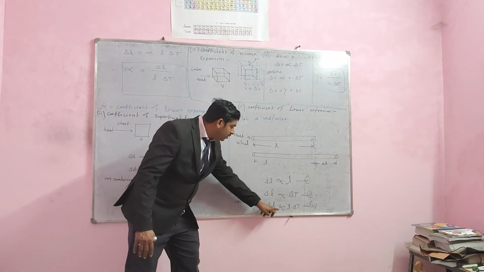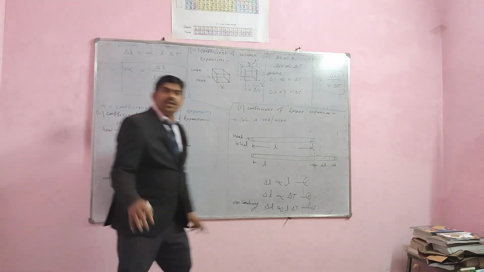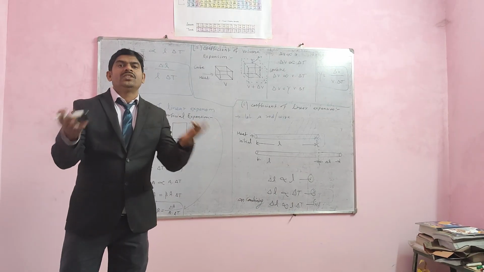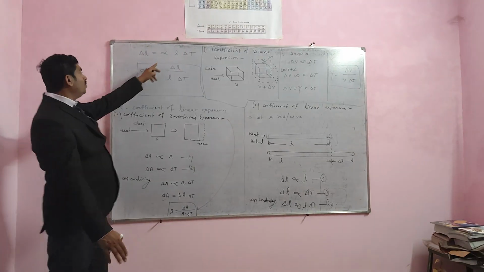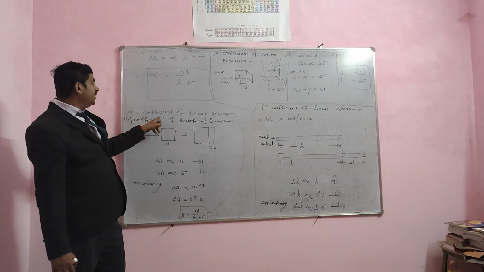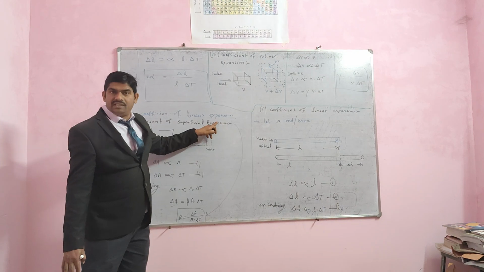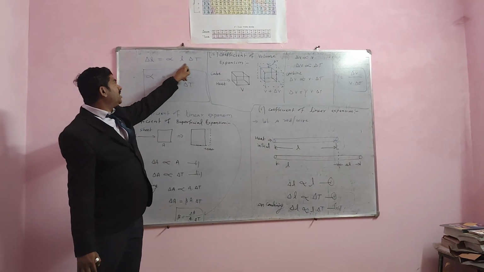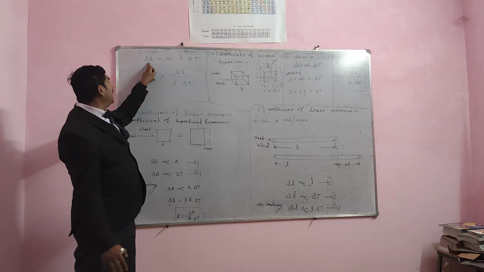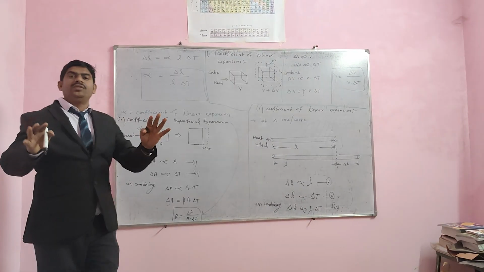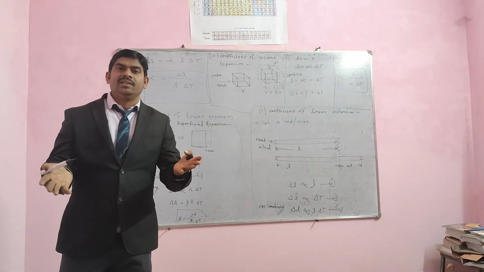Understand? If we remove this proportional sign, you will get a proportionality constant. Suppose here the proportionality constant is alpha. Alpha is indicated by the coefficient of linear expansion. Then you will get, by transposing, alpha equal to del L upon L del T. This is the coefficient of linear expansion.